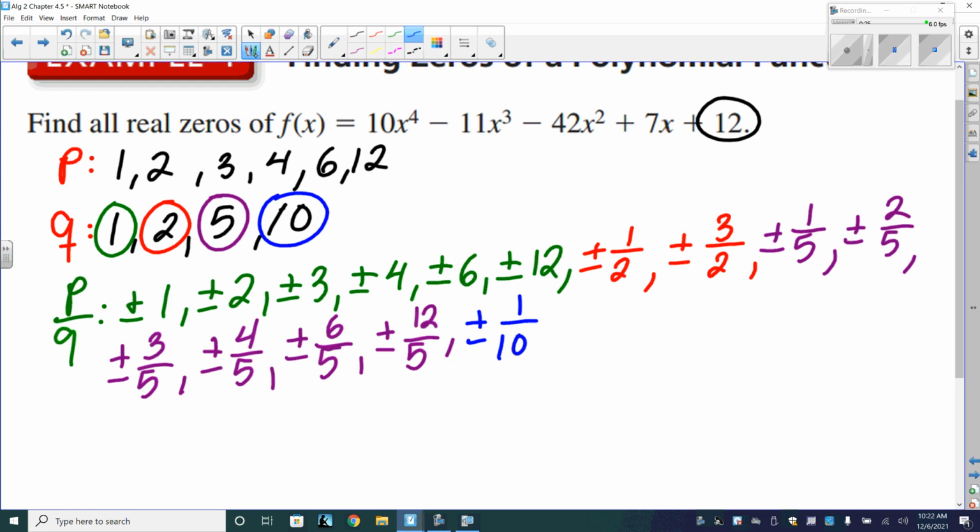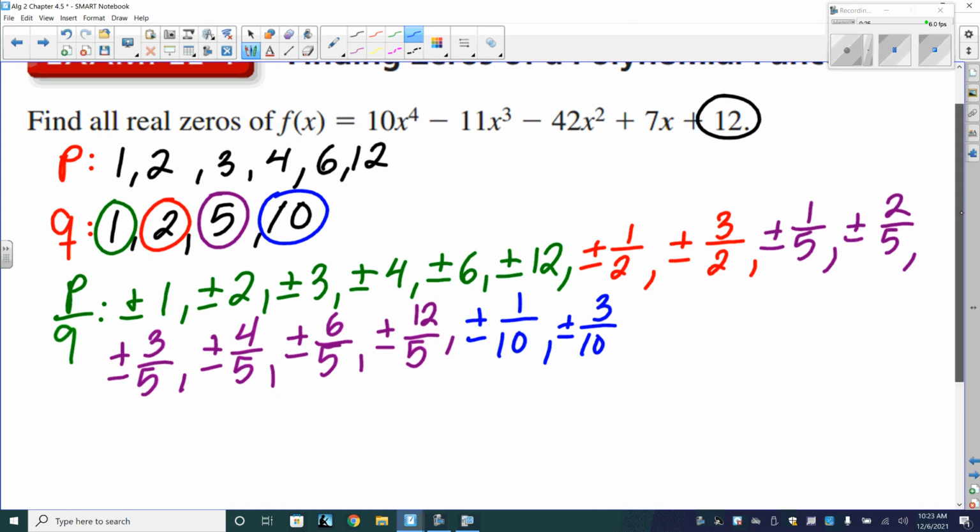Then we can move to 3. Well, we'll need 3/10 because 3 and 10 don't have any common factors, so we'll have it. What's the next one going to be? 4 divided by 10. Does it reduce? 2/5. Okay, we have that. 6/10 would reduce to, and 12/10 reduces to 6/5. Okay.